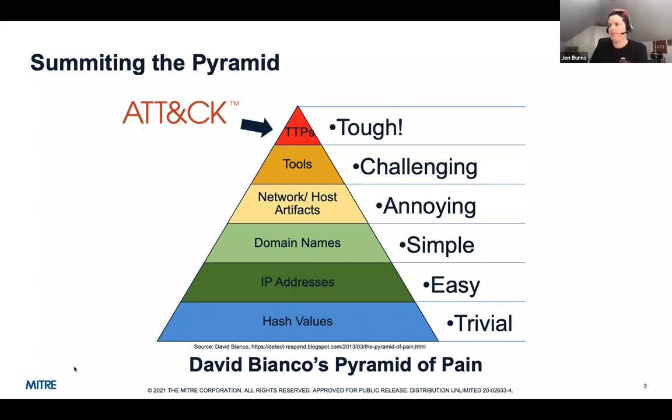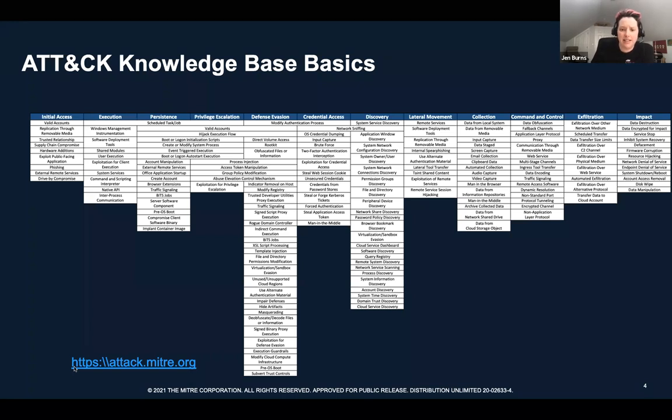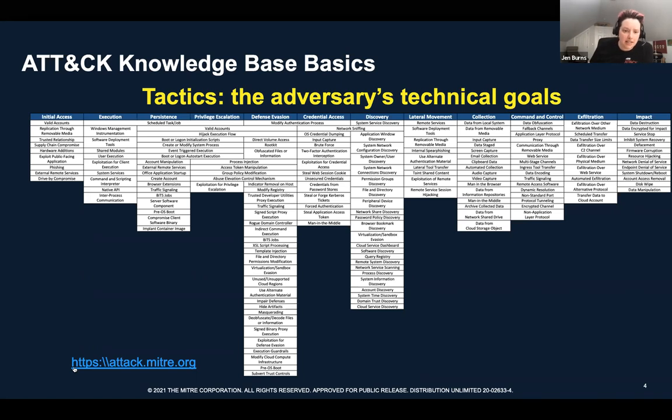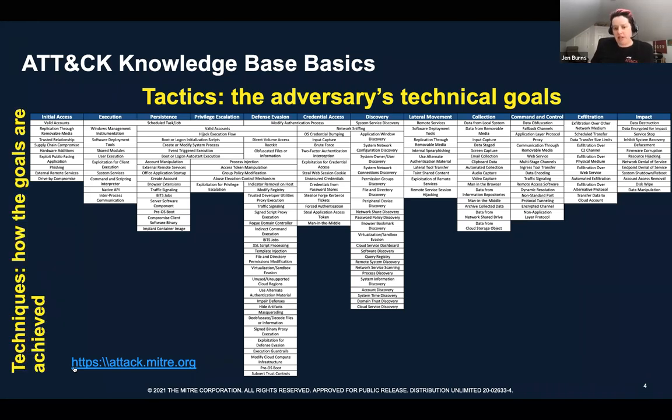adversaries. If you're familiar with ATT&CK, you're probably most familiar with the Enterprise ATT&CK matrix. As a heads up, you can also find all this on our website at attack.mitre.org. Across the top are tactics, or what we consider to be the technical goals of adversaries. And then within each column are the techniques, or how those particular goals may be achieved, such as gaining persistence via the technique of account manipulation.